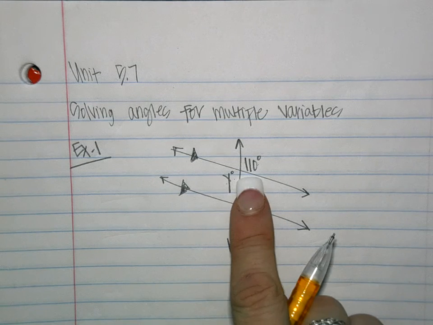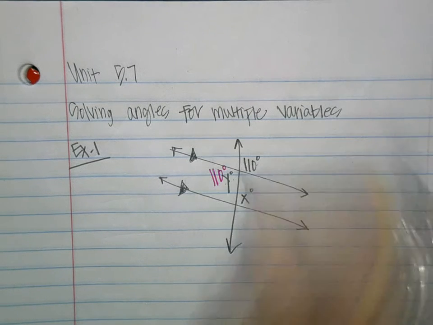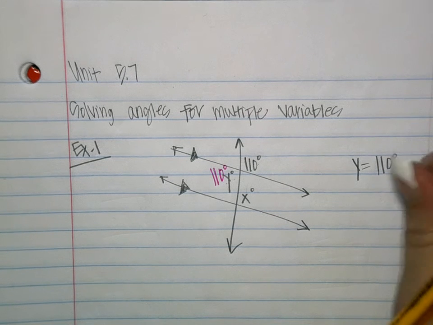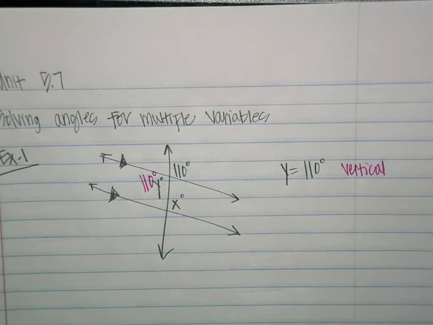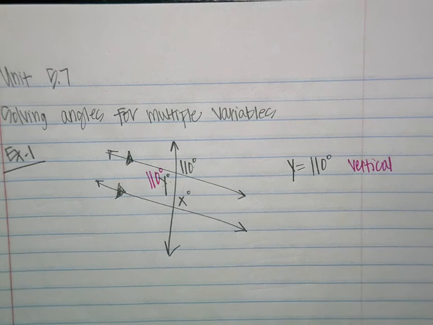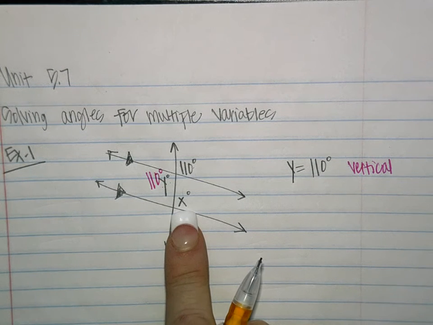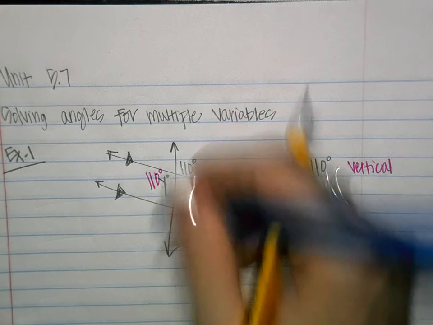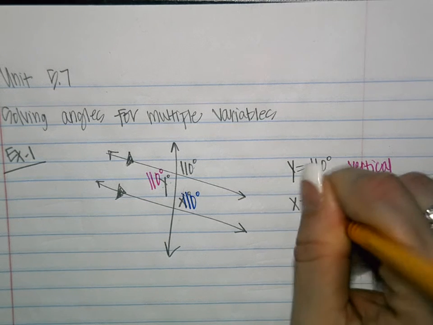So if these are vertical, you know that y is equal to what? 110. Okay, so we know that y is equal to 110. And the reason is because those are vertical angles. So you know that y is 110 because it is a vertical angle to here. What could we find for x? What would x be equal to? 110. Why is x equal to 110 degrees? Because they're equal.